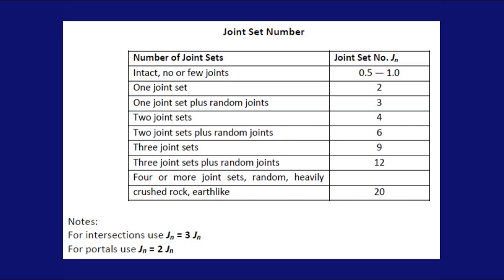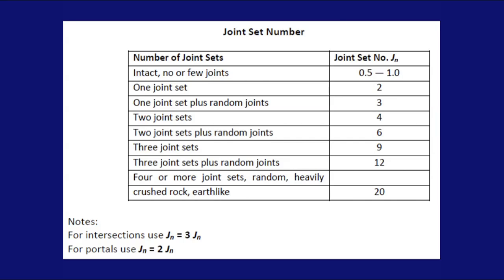There are 2 notes associated with this table. The first one is for intersections, it says use Jn equals 3Jn. So that's effectively introducing far more joints. So it's taking into account the fact that at intersections you have bigger spans, and that at intersections usually you have subjected the rock mass to blasting on more than one occasion. So it's caused some deterioration. So it takes that into account by taking Jn equal to 3Jn.